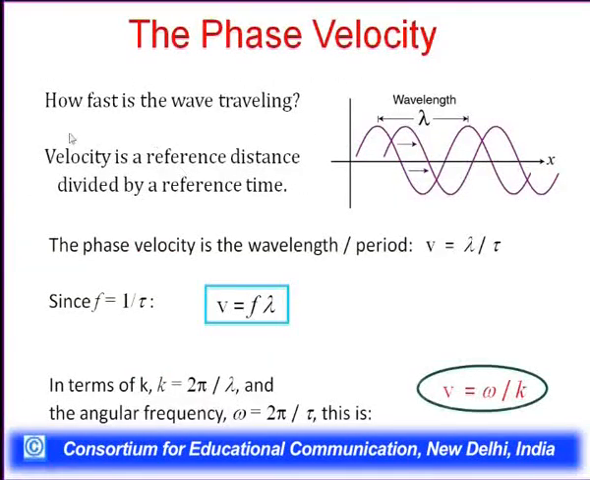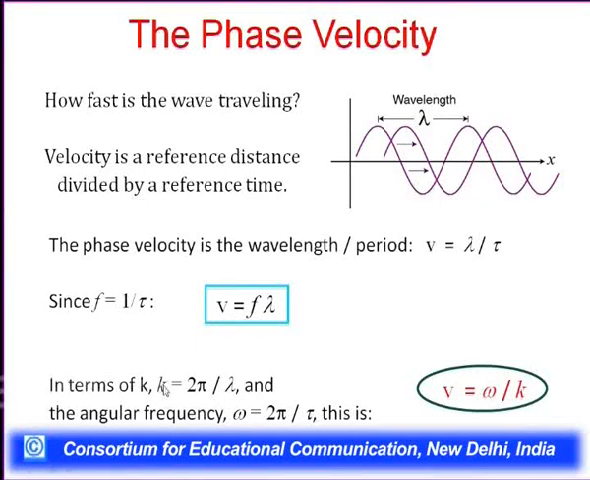Then the phase velocity: how fast the wave is traveling. Here we see that one wave is traveling and the wavelength is lambda along the x-axis. The velocity is a reference distance divided by a reference time. Then the phase velocity is the wavelength divided by the period, which is defined as V is equal to lambda by tau. Tau is the time period. Since the frequency is defined as F is equal to 1 by tau, we can write the phase velocity as F lambda.